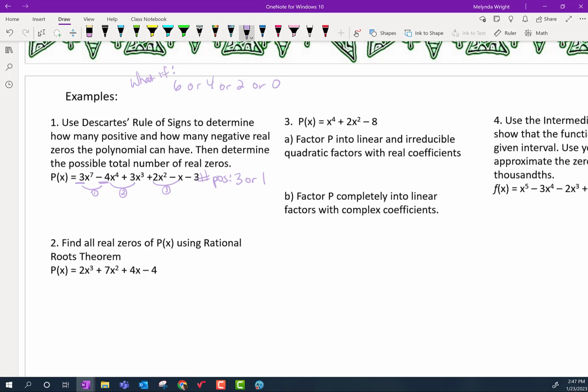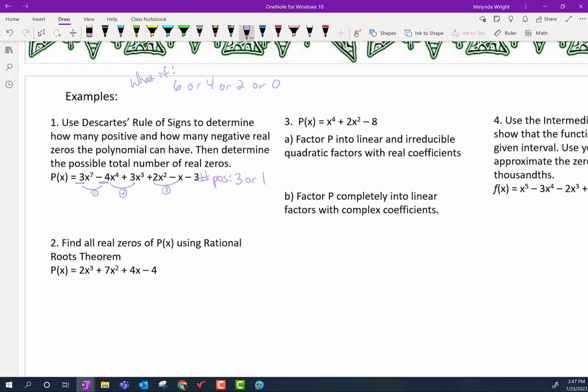So I could have 6 positive real zeros, or I could have 4 positive real zeros with 2 being imaginary, or I could have 2 positive real zeros with 4 being imaginary, or all 6 could be imaginary. So why is it minus 2 every time? Because of imaginary. You don't really have to know that. I just find that if you understand why the rule is there, maybe you will remember it.